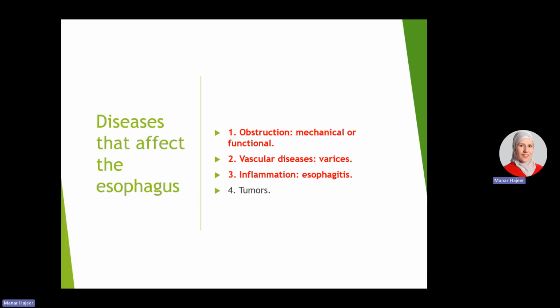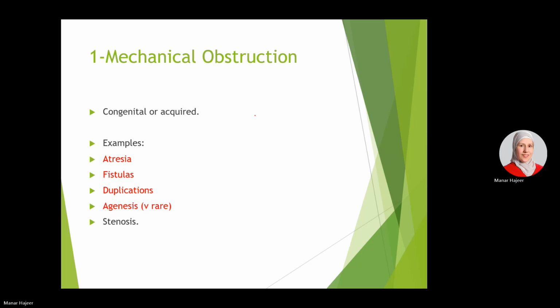Diseases that affect the esophagus are subdivided into 4 categories: those that cause obstruction, whether mechanical or functional; those that are vascular, like the varices; those that are inflammatory, we call them esophagitis; and tumors. First, to start with mechanical obstruction, which can be congenital or acquired, the first 4 conditions are usually congenital, like atresia, fistula, duplications, and agenesis. Agenesis means that the esophagus is not developed at all, and it is a very rare condition.